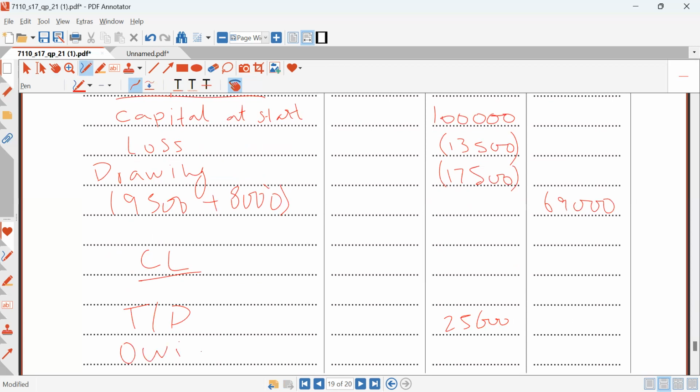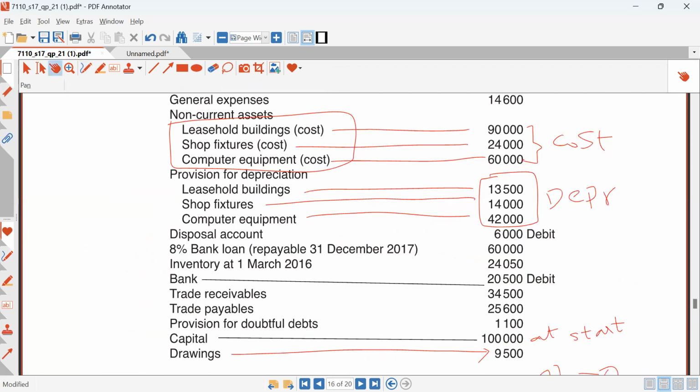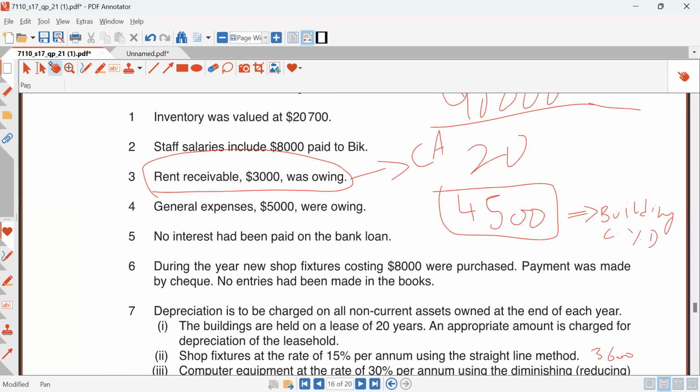In owing we have an adjustment. The adjustment is given over here. General expenses of 5,000 were owing, so 5,000 were owing. No interest has been paid on the bank loan, so we owe the bank loan interest. We have to pay this. So 4,800 is owing. Why? Because we haven't paid any interest on it. So we had to calculate bank loan interest.